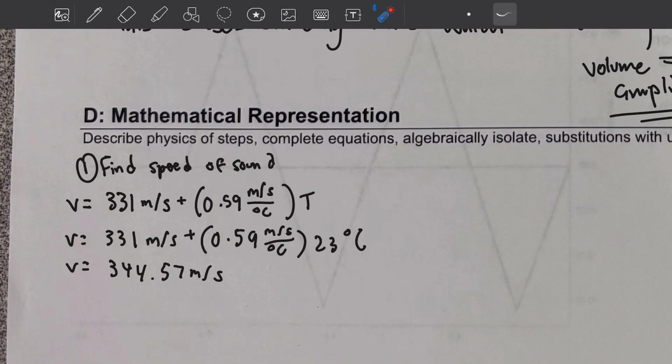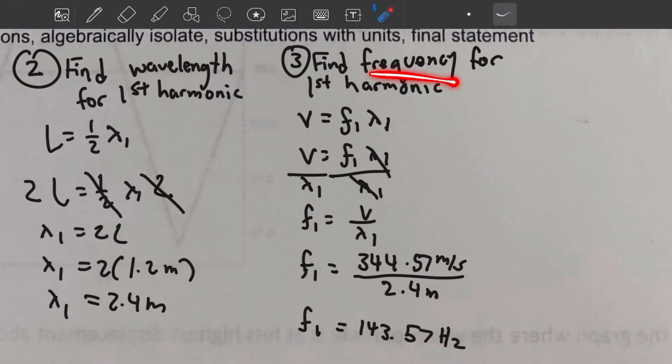As I said before, to find frequency, we need the speed, which we have, but we also need the wavelength, which is represented through the Greek symbol of lambda. So the next thing we will do is find the wavelength for the first harmonic. The next step is finding the frequency for the first harmonic, and we do that through this formula.